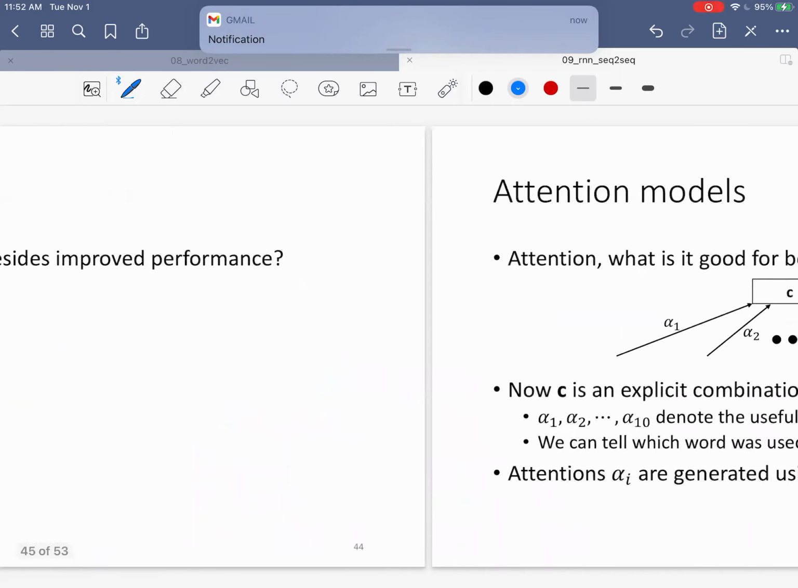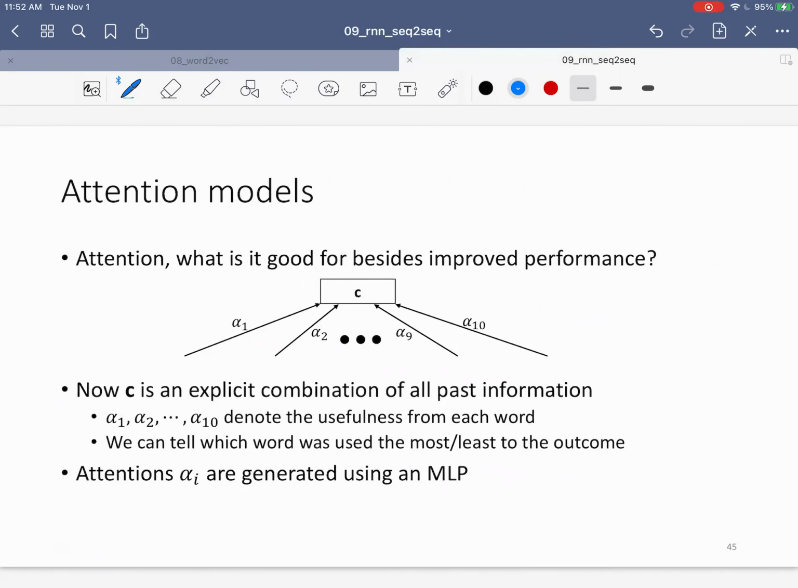But besides that, what does it go for? It's good for interpreting which word was more important, because if alphas are properly automatically determined, then we can see which word was more important for making the final prediction. For example, if alpha 1 was 0.001, but alpha 9 was 0.5, then we can see this is 500 times more important than this one, right? So this gives an indirect way to interpret what's going on inside the model. So attention is very important for two reasons: increasing performance and facilitating interpretation.